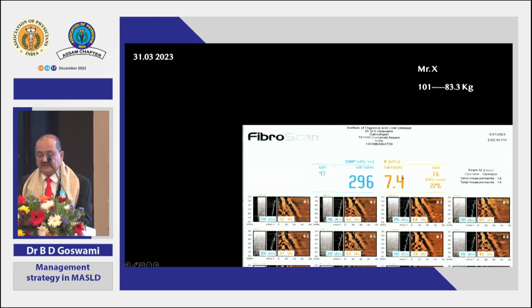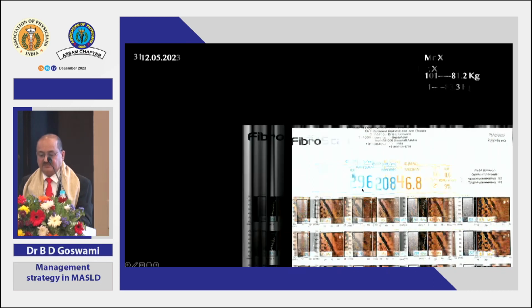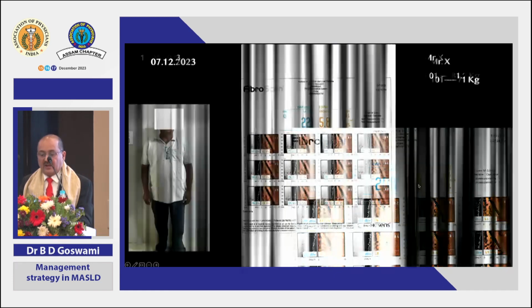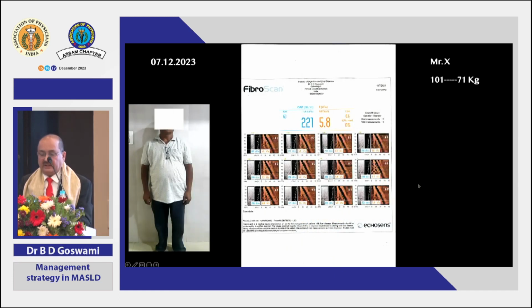So now this value is coming to 7.4 and CAP value is 296. Again he came in May this year. It is 81.2 coming down again. And you see the results of the stiffness coming down to 6.8. Few days back, only 7 days back, he came to me.